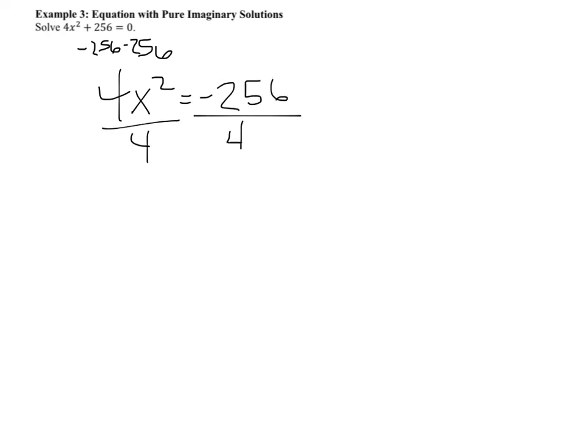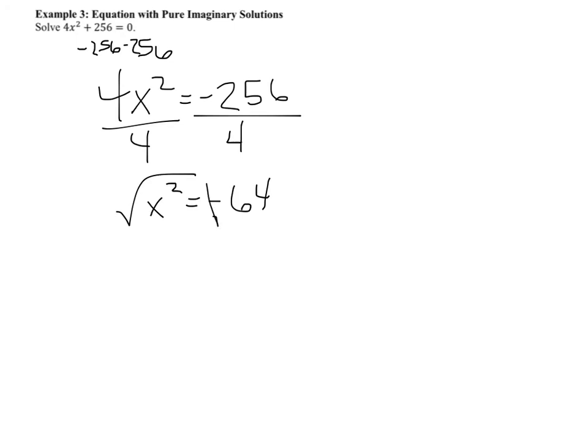So let's go ahead and look at example 3. And we're actually trying to solve for x in this case. So I'm going to start off by subtracting 256 from both sides, so working this just as I would a normal equation. So I have 4x squared is equal to -256. I'll divide both sides by 4. So I end up with x squared is equal to -64.